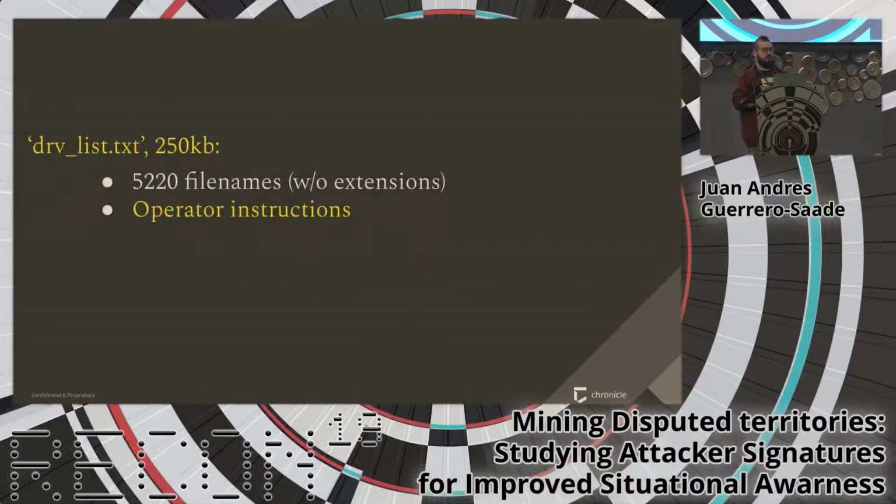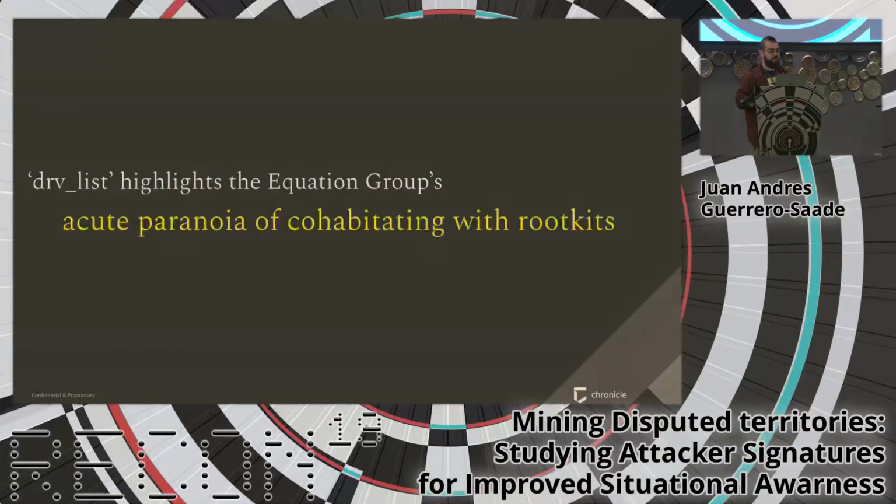So there's a little file called driver list. It's 250 kilobytes. It is actually just 5,000 file names alongside operator instructions. So it's basically, if you see this file, this is what you should do as an operator working in the Equation Group on that box. It actually highlights this sort of acute paranoia of cohabitating with rootkits, which I think is very interesting.